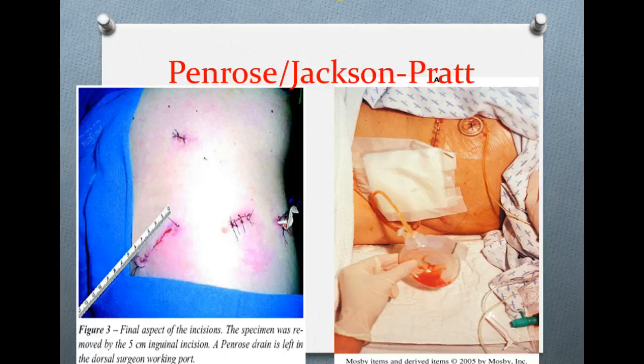The Jackson Pratt, which is pictured on the right, collects fluid of 100 to 200 milliliters every 24 hours. The system only operates if tubing is patent and the vacuum exists. To keep the vacuum, you must compress the Jackson Pratt and keep the drain closed when full, or at least once a shift empty it, noting color, odor, and amount of drainage.